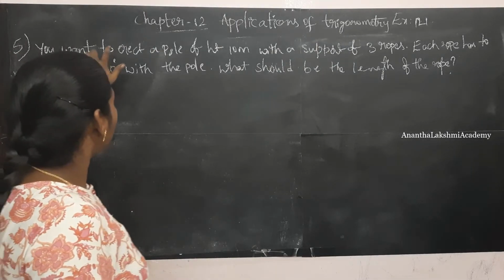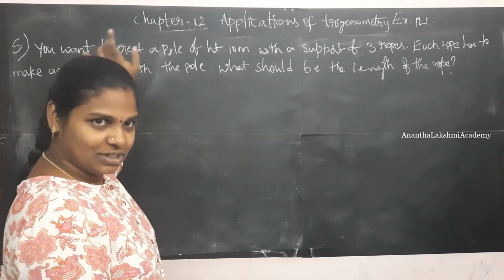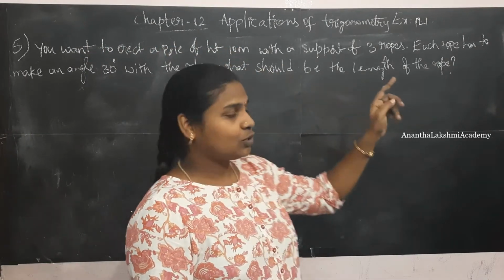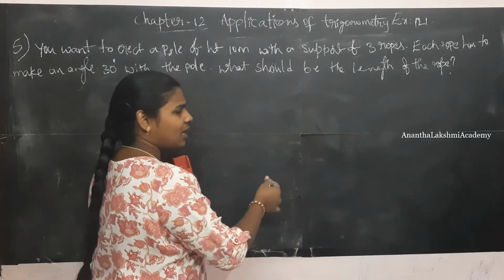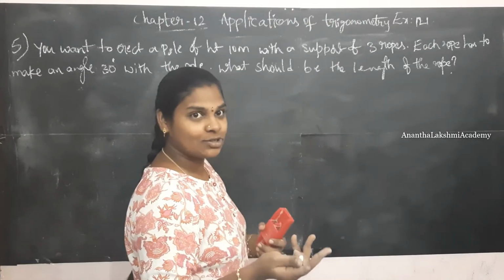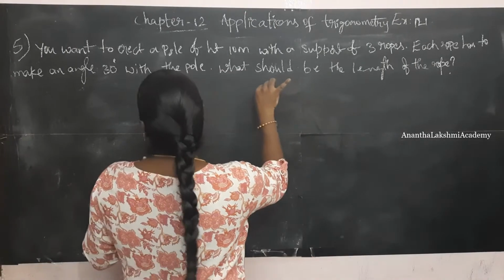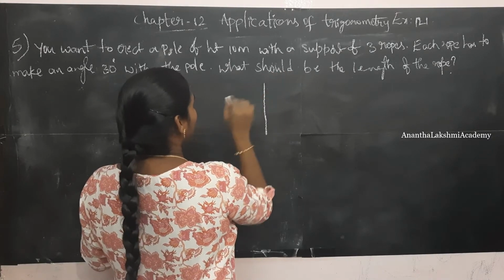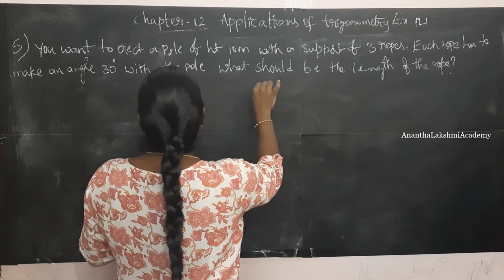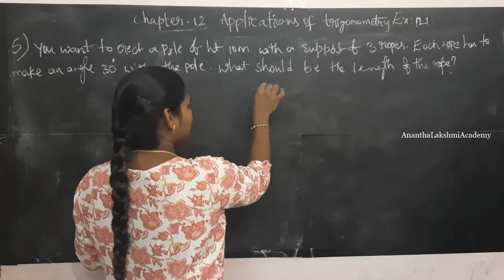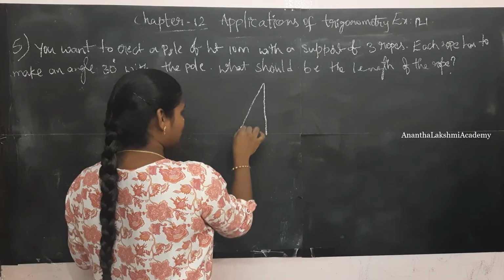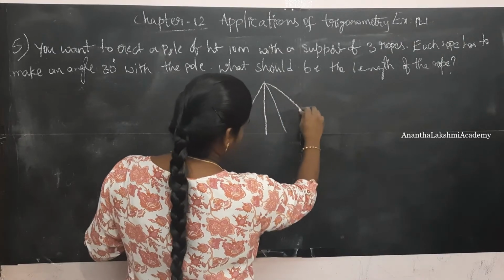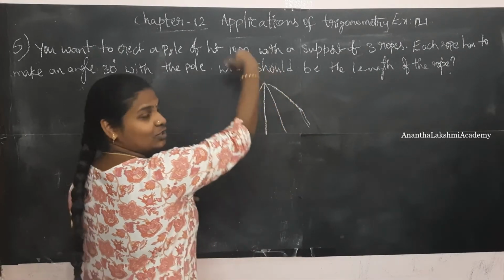Okay, you want to erect, what is erecting a pole? Make it stand. You want to erect a pole of height 10 meters with the support of 3 ropes. If you have an idea of tents, how they are going to be, even for a pole to stand, what he is saying is, this is stood with the help of 3 ropes. Let us assume one rope is here, one rope is here. The other rope should be on the back side.